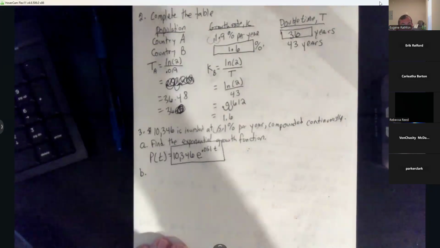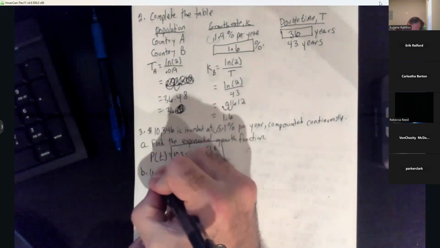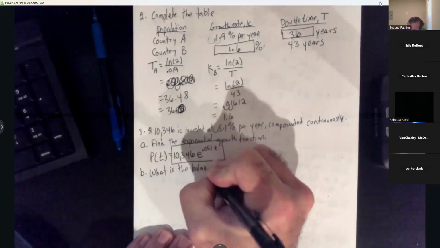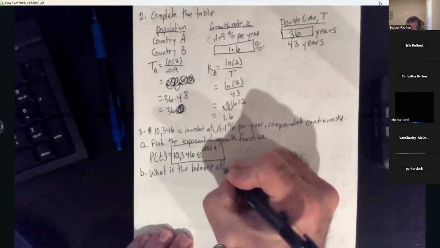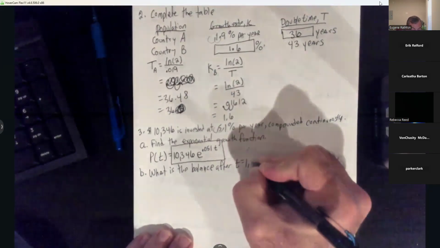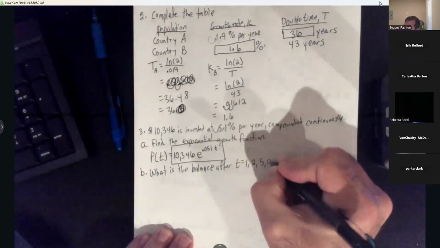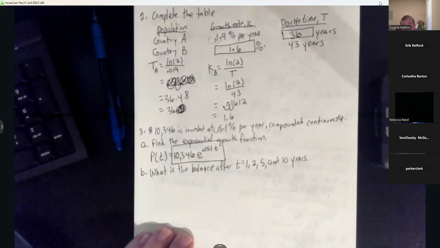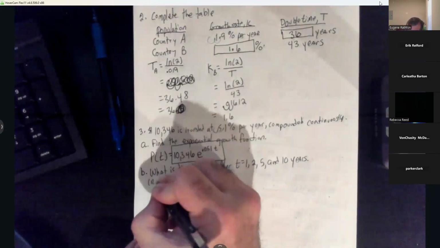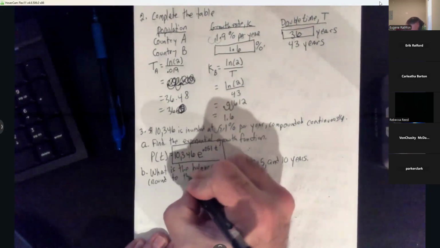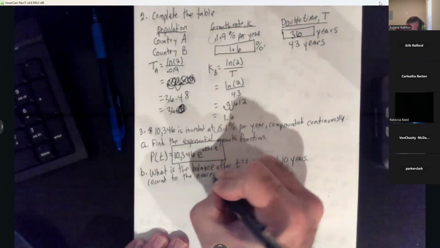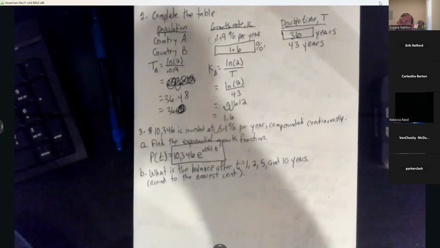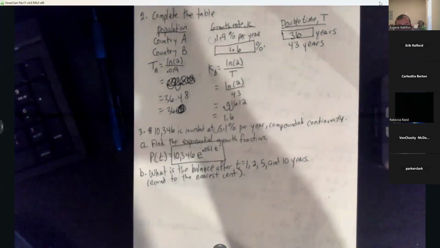So look at part B. Part B wants to know what is the balance after t equals 1, 2, 5, and 10 years. On this one, they want me to round to the nearest cent. So when they say round to the nearest cent, they want 2 decimal places.